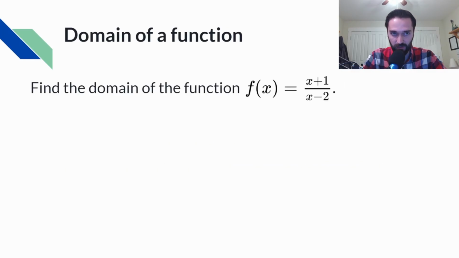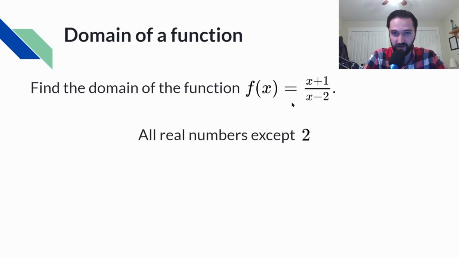Let's try a different example. Here we're asked to find the domain of the function f of x equals x plus 1 over x minus 2. And we can see right away, just by looking at this function, that we have a restricted value. We can't have x equals 2, because if we plug a 2 in for x here, we get division by 0. So the domain of this function is all real numbers except 2.